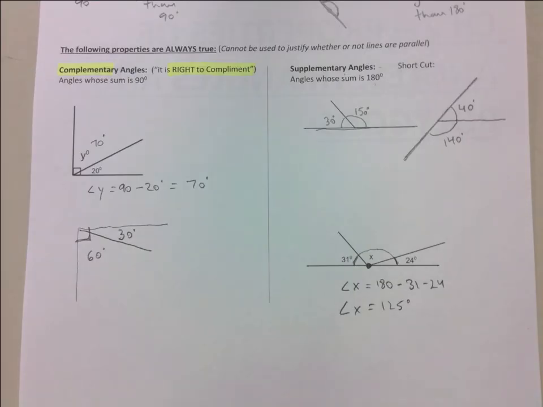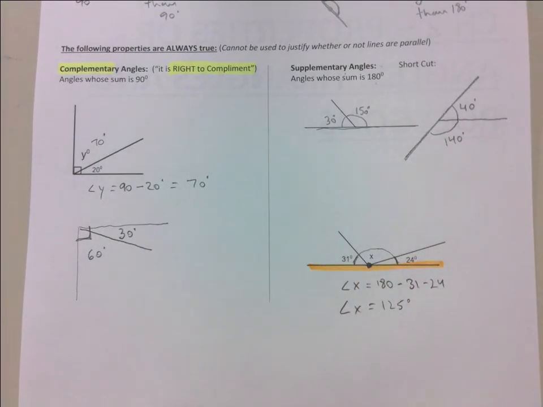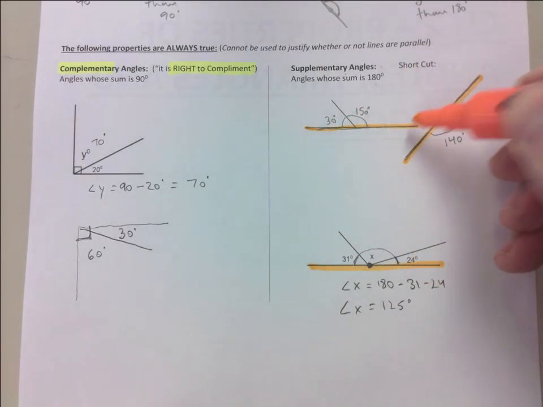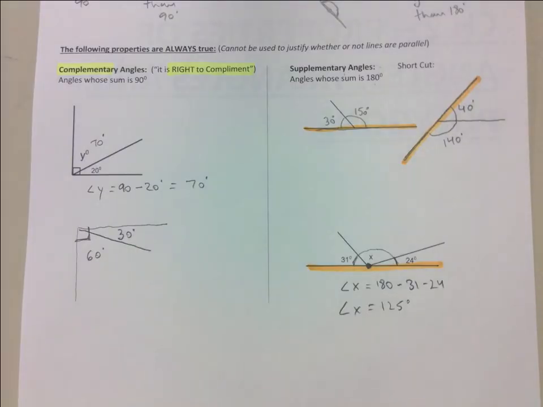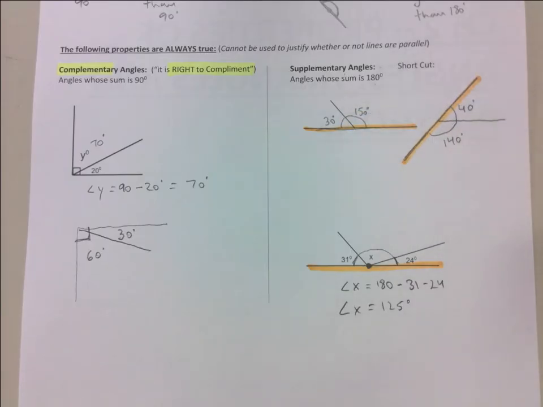And especially when there's a lot going on, I often highlight the straight angle, because then you're like, oh, okay, there's that. Along that orange line, in this case, I've got a 180 degree angle, a straight angle.